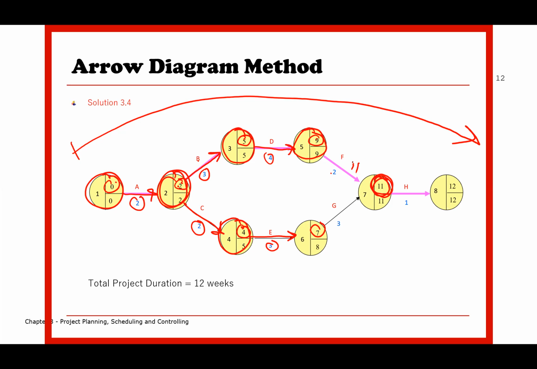You can write something on top of the arrow in order not to miss this value. 7 plus 3 equals 10. Now you evaluate between 11 and 10. So 11 will be inside here because it is the bigger value. When you do the forward pass, choose the bigger value when arrows are connecting into the node. That is the keyword. Then you add again, 11 plus 1, 12. 12 is the answer for the project duration.